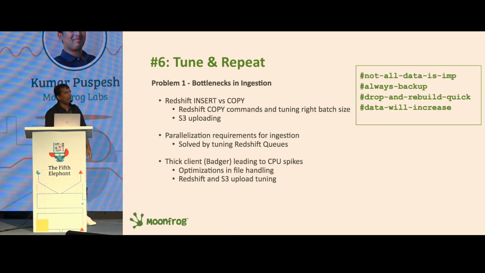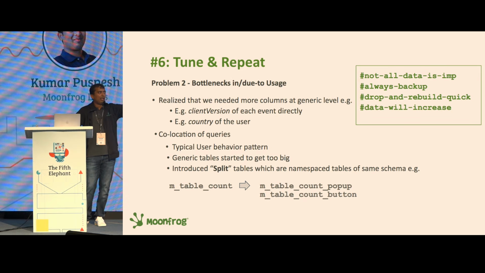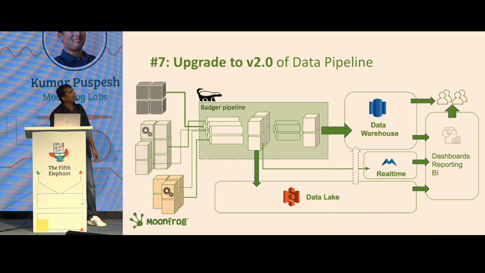Parallelization requirement for ingestion solved by tuning the queues, and the thick client also leading to CPU spikes. So optimization in file handling and Redshift and upload tuning also we had to figure out. So we ended up, for example, breaking the bigger tables into smaller tables as well. These are just views to give users easier access.